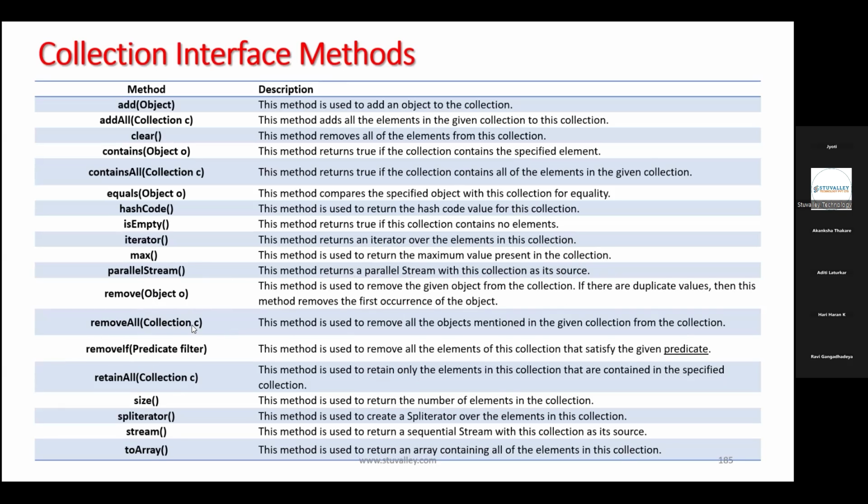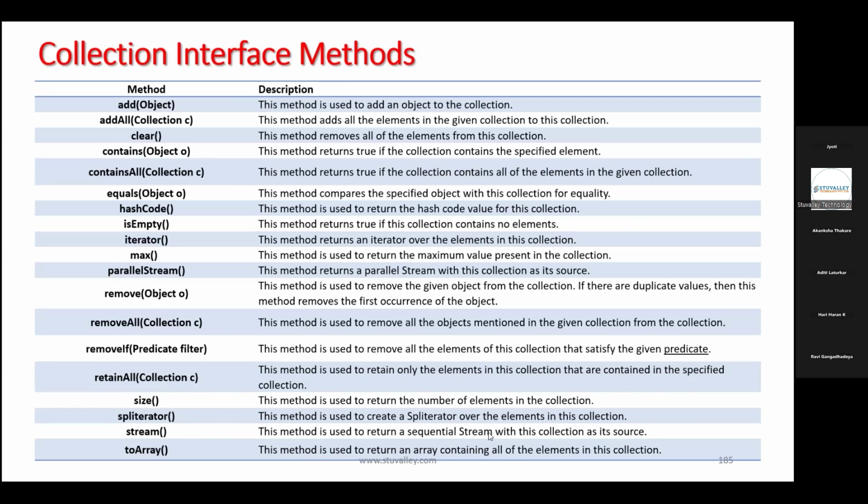removeAll is used for removing all the elements of a particular collection from the current collection. removeIf, here we can provide the predicate as a reference. retainAll means retain only the elements in this collection that are contained in the specified collection. Size is used for retrieving the size of any collection. spliterator is another interface in this collection interface. It is used to create split iterators over the elements in the collection.